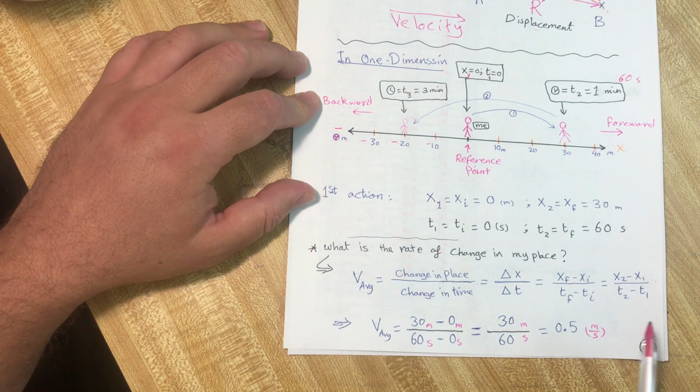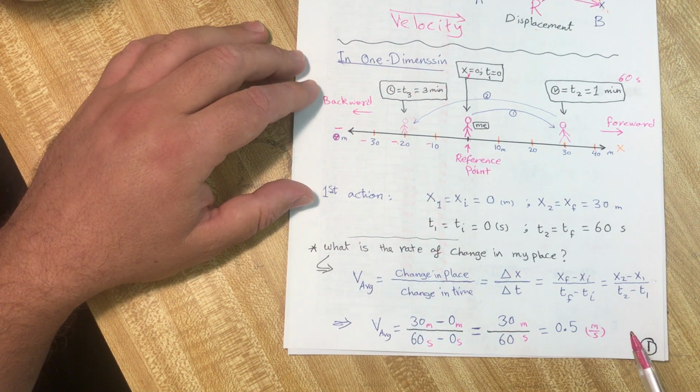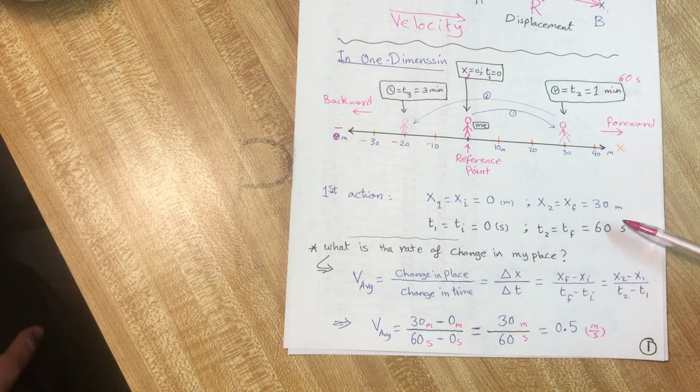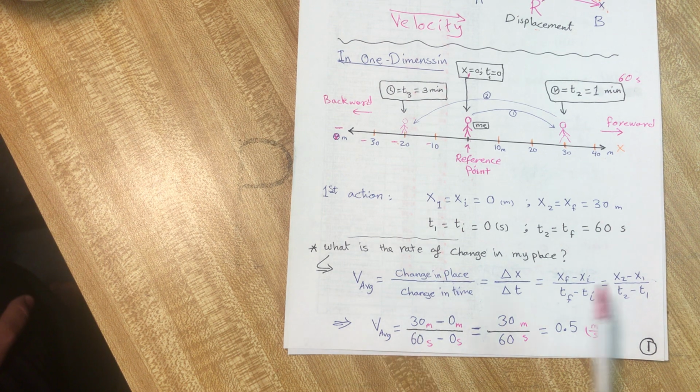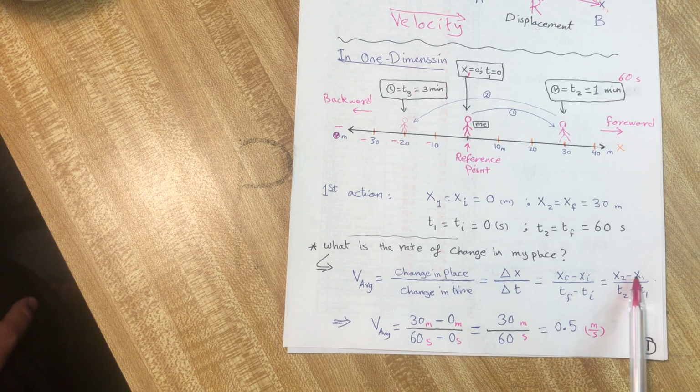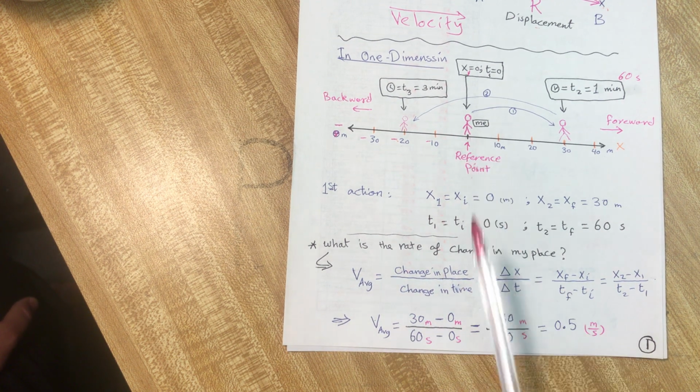Okay, now we need to put our numerical values in our formula. V average is equal to x2, which is 30, minus x1, which is 0, the initial place, over 60, which is t2, minus t1, or t initial.